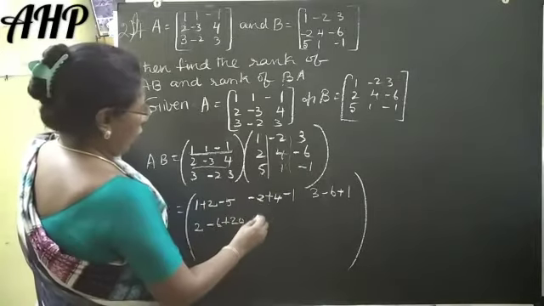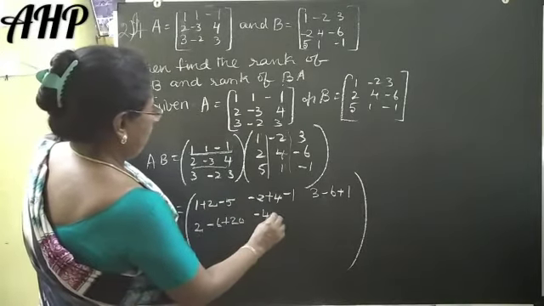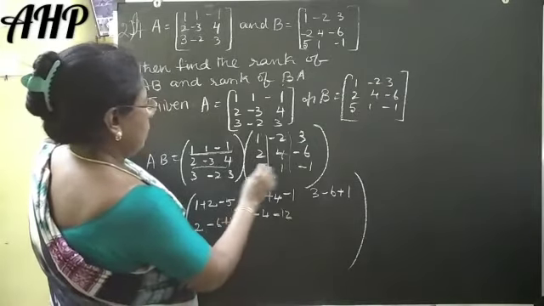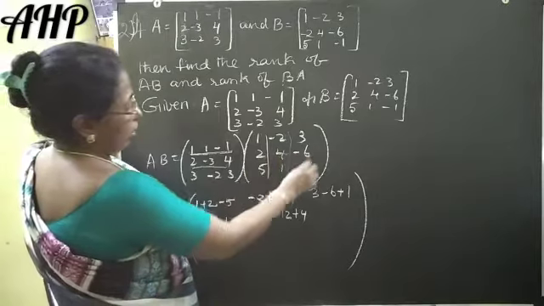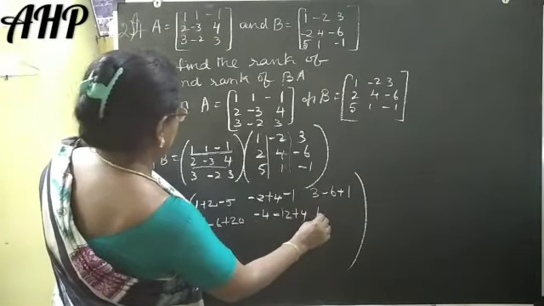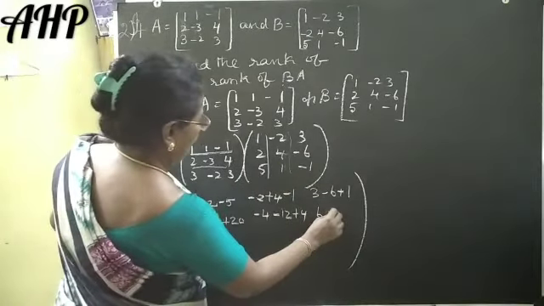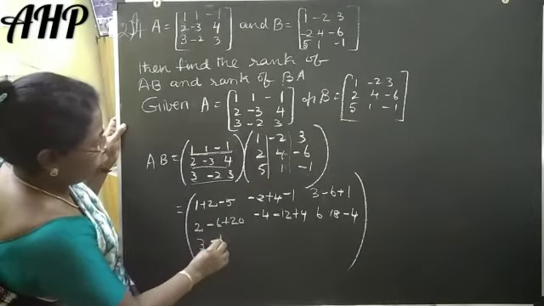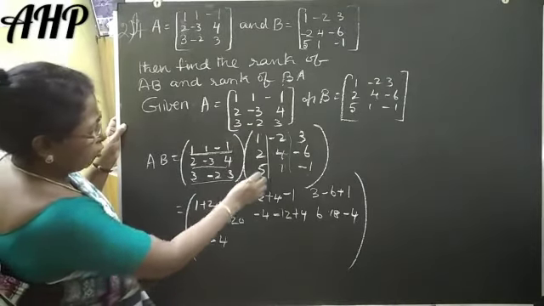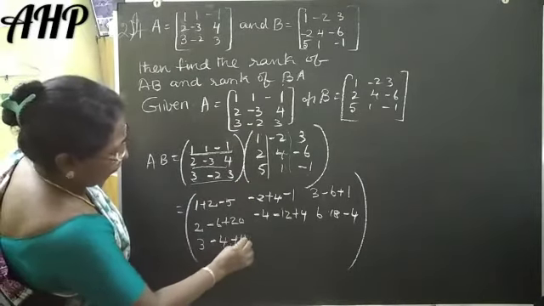Second row into second column. Minus 4, minus 12, plus 4. Then second row into third column. 3 into 2, 6. 6 into 3, 18. 4 into minus 1, minus 4. Third row into the first column. So 3 into 1, 3. Minus 2 into 2, minus 4. 3 into 5 gives you 15.